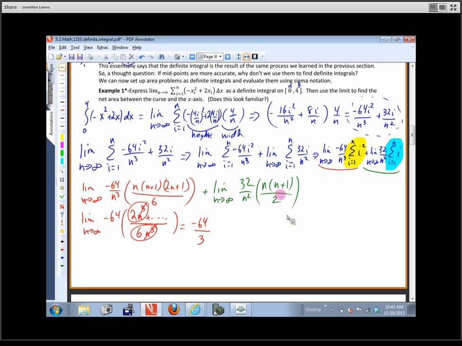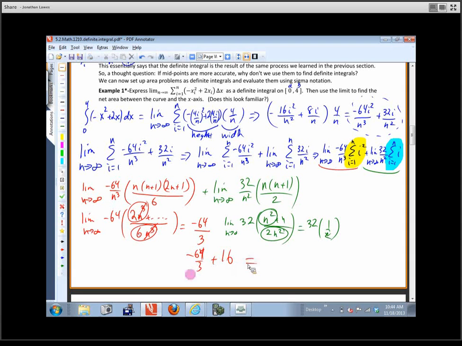Okay, this is going to be 32. We'll take the limit as n approaches infinity. 32, this is going to be n squared plus n, and this is going to be 2n squared. So in the limit, this is the most dominant term, and that's the most dominant term. So this is going to end up being, well, 32 times 1/2. Okay? So this is going to be negative 64 thirds plus 16. Am I right there?